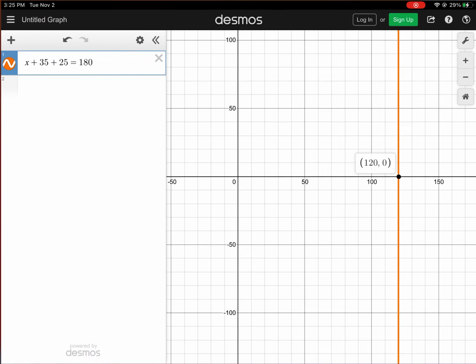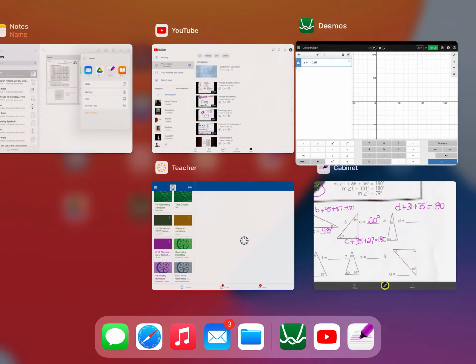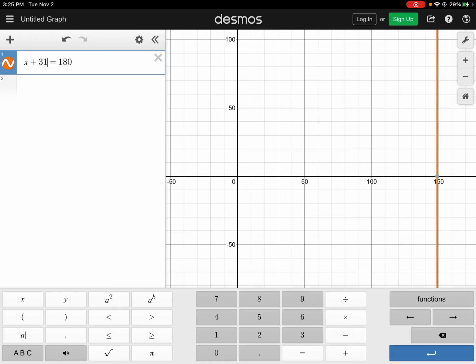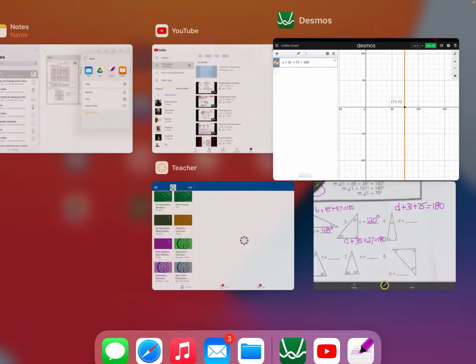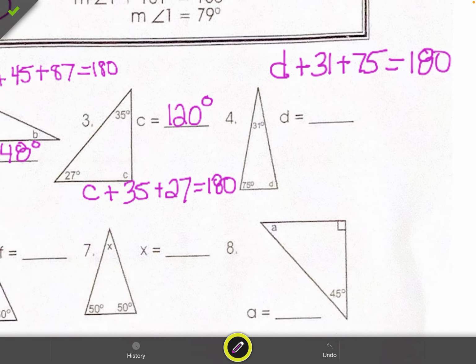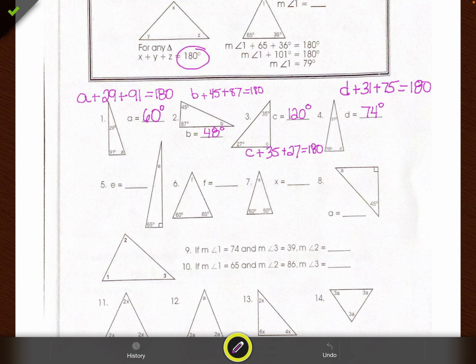Okay, now if you want to work smarter, then you can come here instead of retyping the same equation. You could just leave that delete out and add the 31 and 75. So you're not having to keep typing that in. Double tap, and my answer is 74. So that missing angle is 74 degrees.